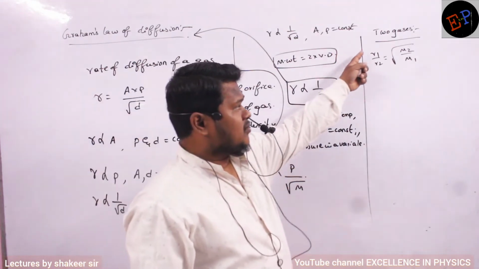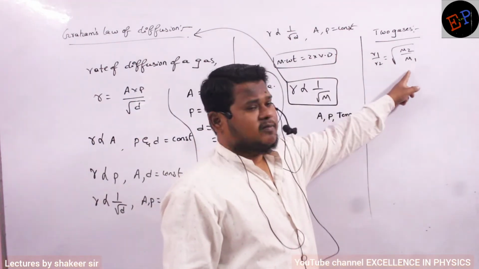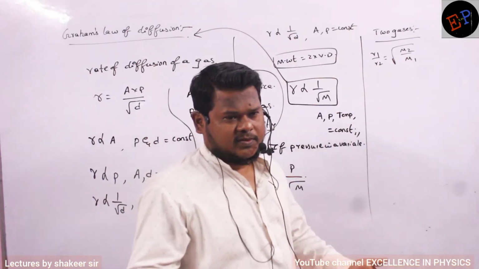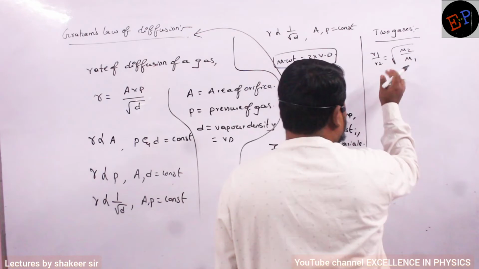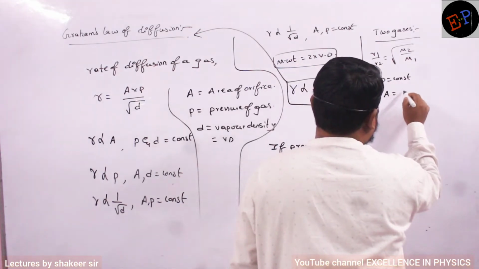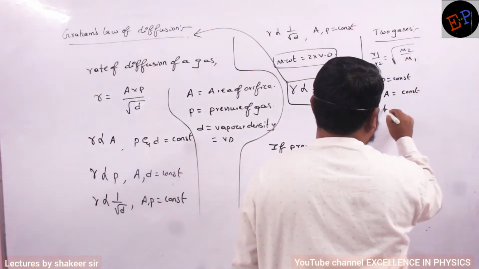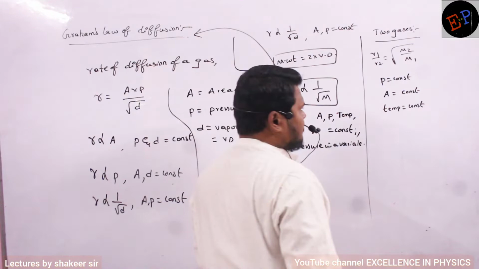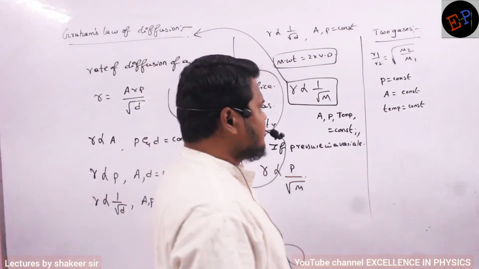So R is inversely proportional to root M, no? So if I write R1 by R2, then here I have to write M2 divided by M1, because they are inversely proportional. And what are constants here? Here pressure is a constant, area of orifice is a constant, temperature is a constant. These are the variables which are constant. Are you able to understand?